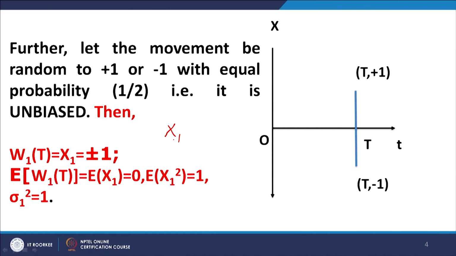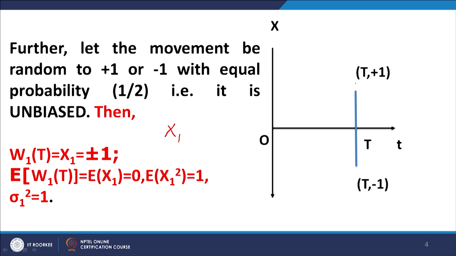In fact, let us make it a bit more formal. Let us define a random variable x1. This random variable x1 can take the value plus 1 or minus 1 with equal probability.